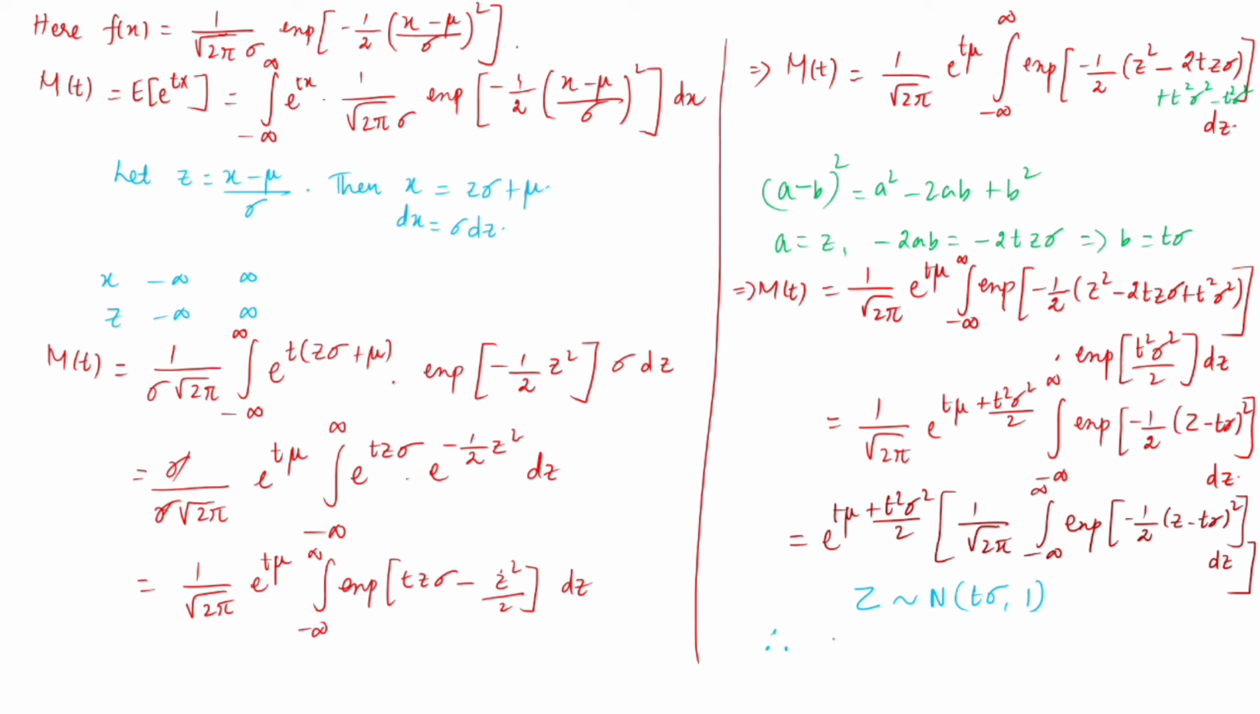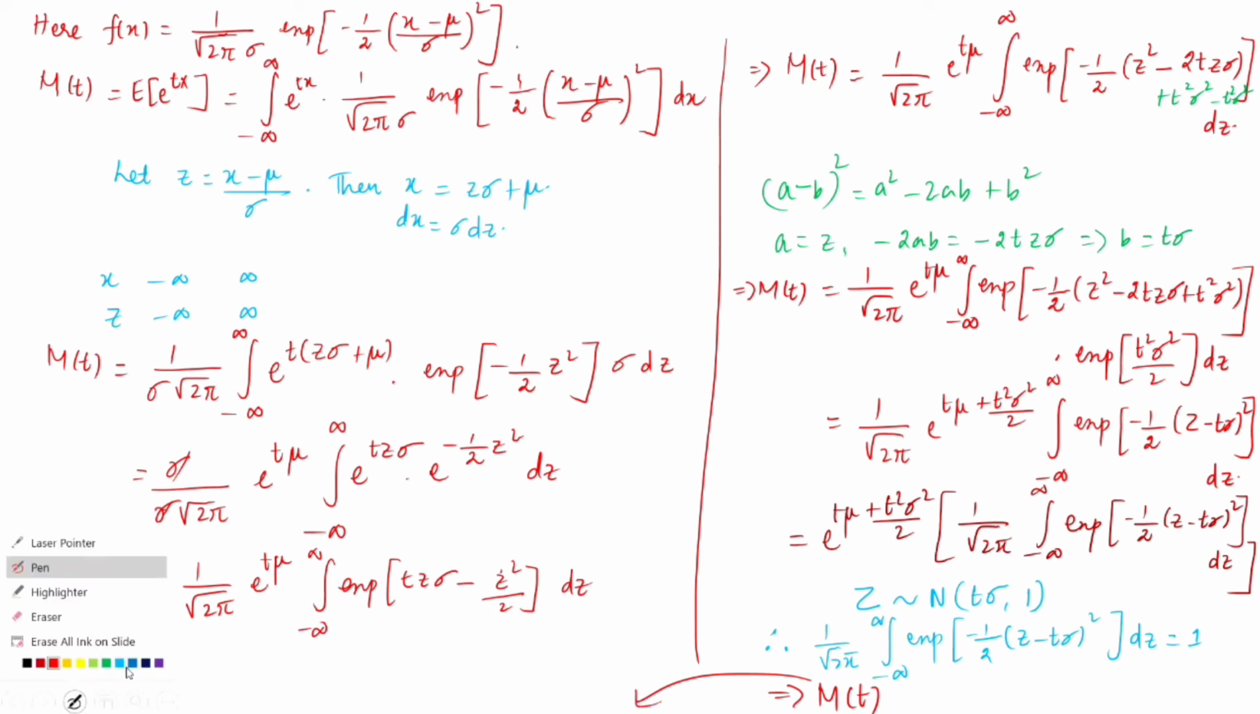Therefore 1 upon under root 2 pi, you can take it inside as well, there is no harm, minus infinity to infinity exponential of minus half times of z minus t sigma whole square dz. This should be 1 since it is the density function over this limit. So this is telling us what? This is telling us that the moment generating function of any normal random variable.